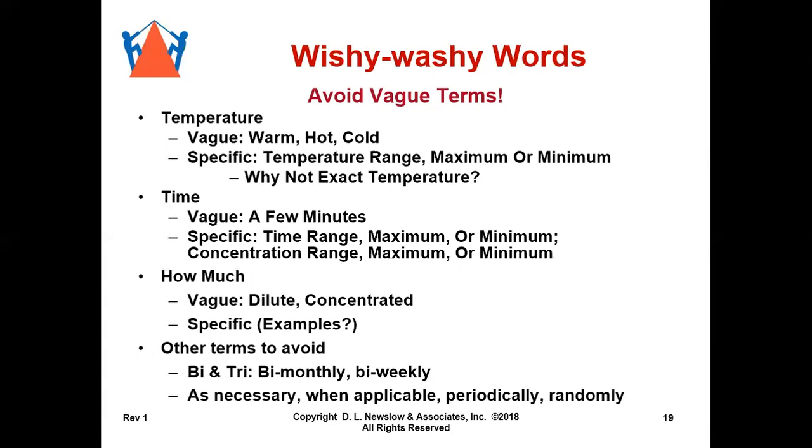And be careful with other terms, such as bi-monthly or bi-weekly. If you look those up in the dictionary, you'll find that bi-monthly could mean every other month, or it could mean twice a month. So say what you mean: semi-monthly, twice a month, every 2 months. Be careful with terms like as necessary, when applicable, periodically, randomly. Pulling samples periodically on a random basis. I've seen that written, and that is very vague. It doesn't tell anybody what the requirements are.